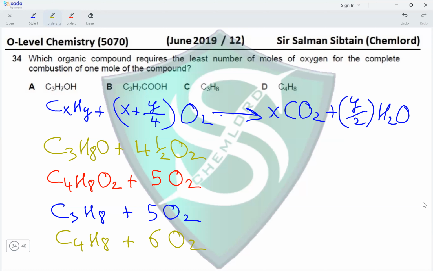And the question has asked us which organic compound requires the least number of moles. So out of these four options, the least number of moles is required by C3H8O, which is compound A, making option A the correct option for this question.